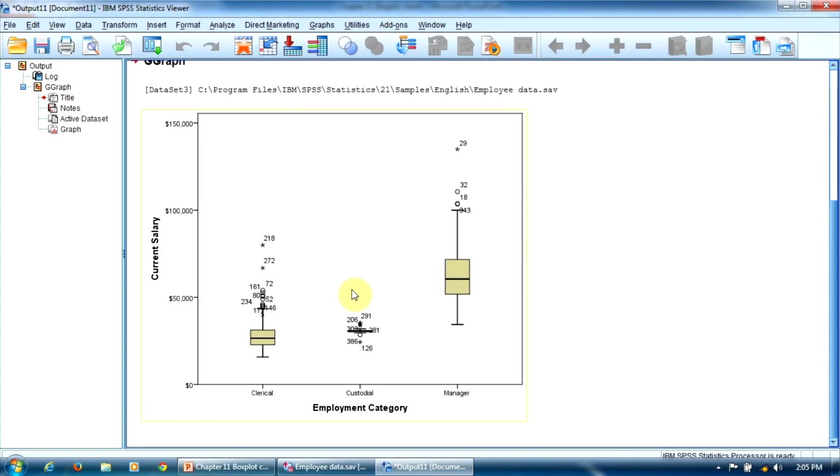But if we want to get more precise information about any distribution, we must compute and interpret the statistical indicators. In the following section of this course, you will learn how to generate these indicators in SPSS.